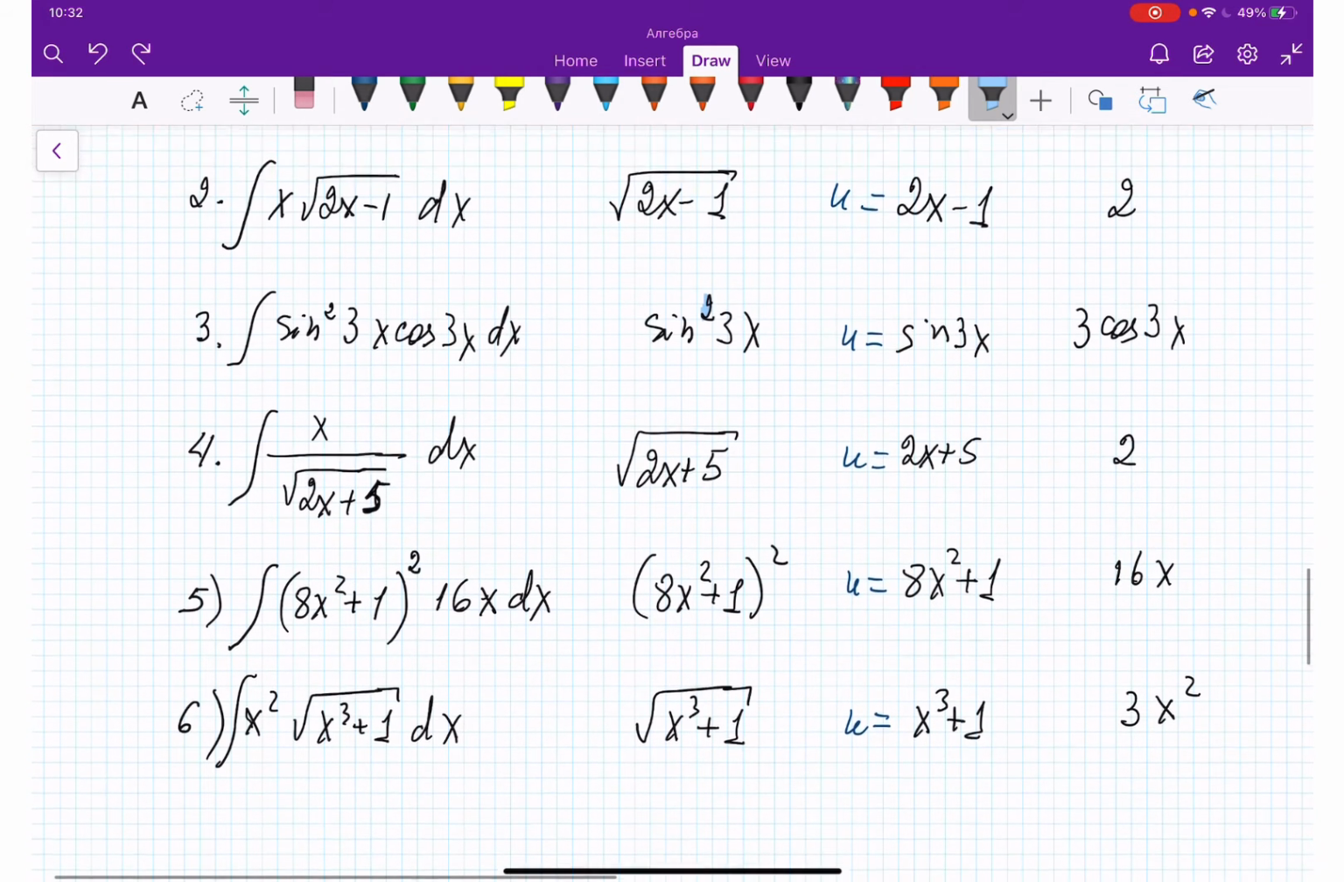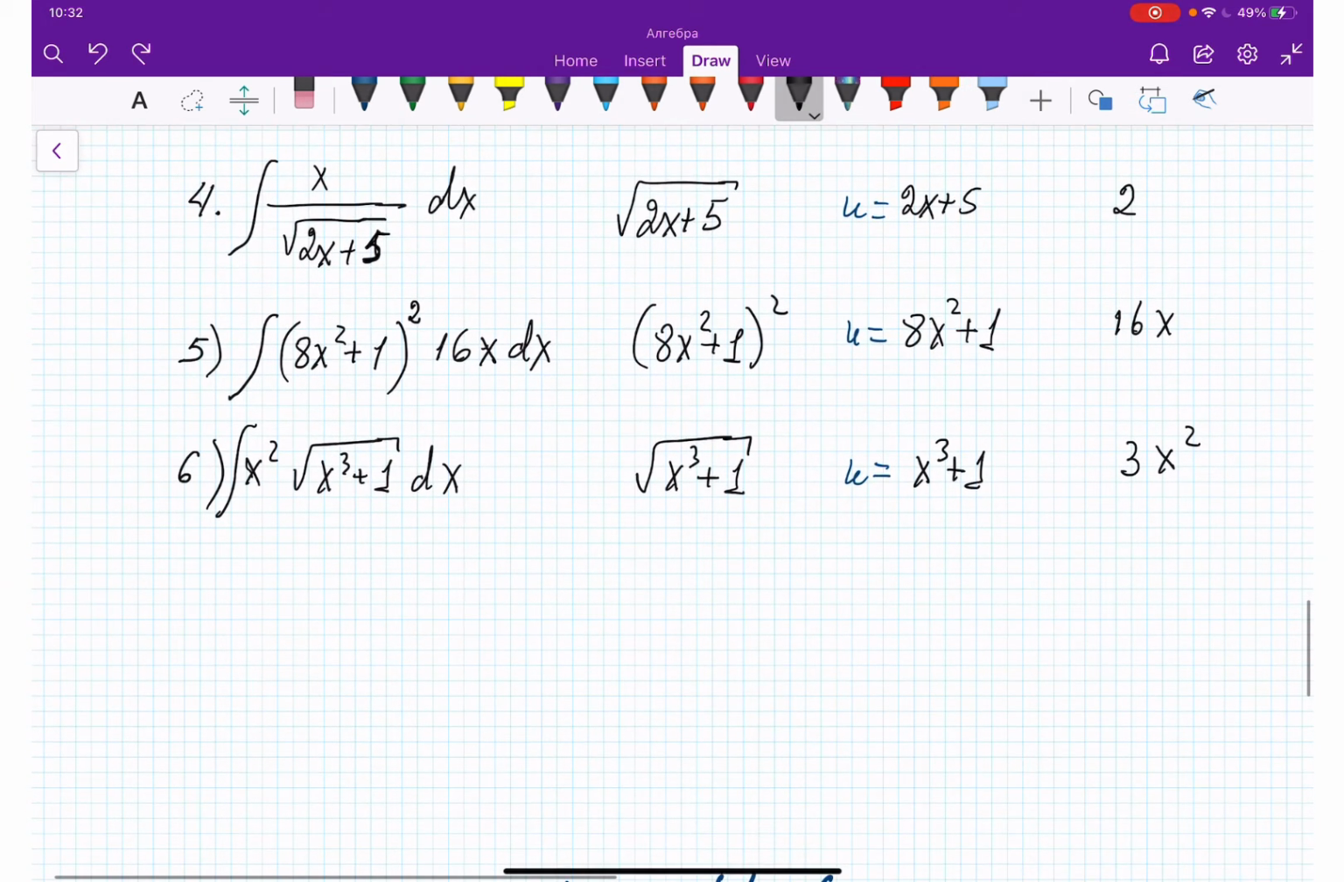Another one, number 7. So we have tangent squared x times secant squared x dx. Right away I can see tangent x as g of x, and tangent squared will be f of g of x, and the derivative of tangent x is secant squared x. So it's easy to see some of them.